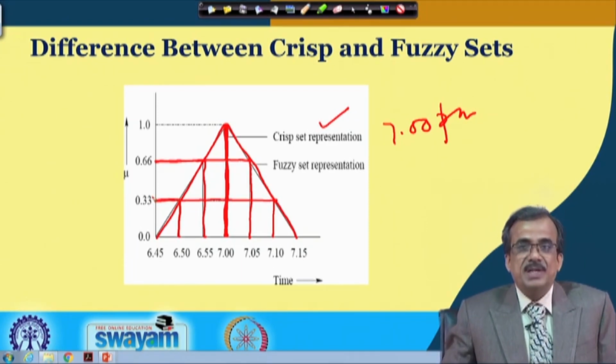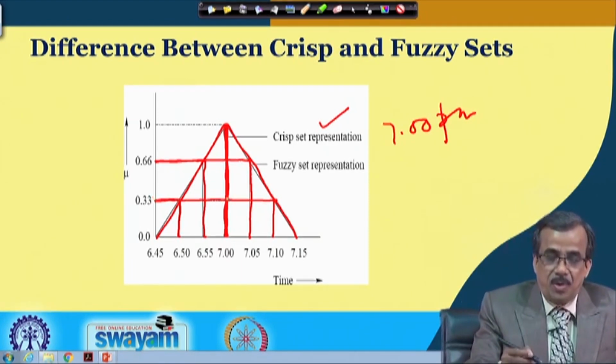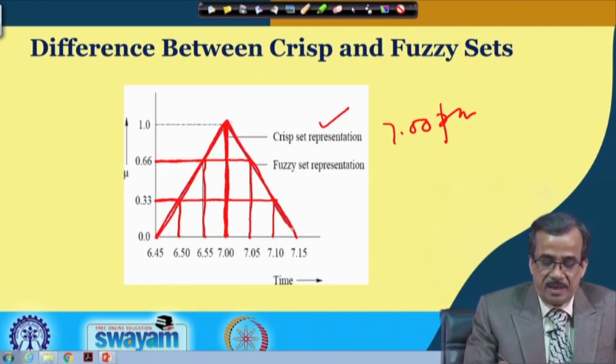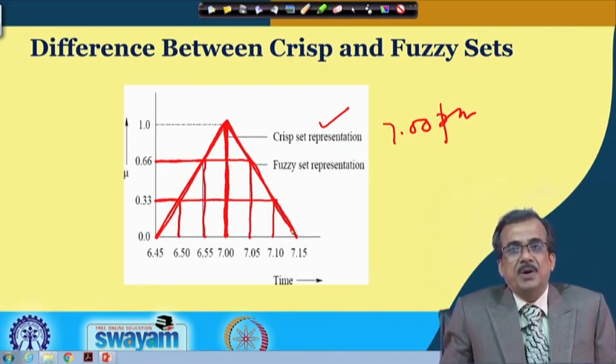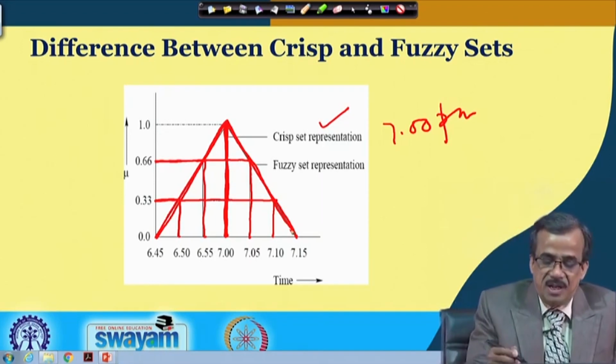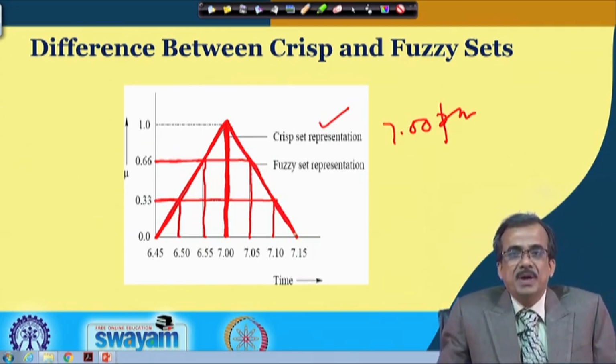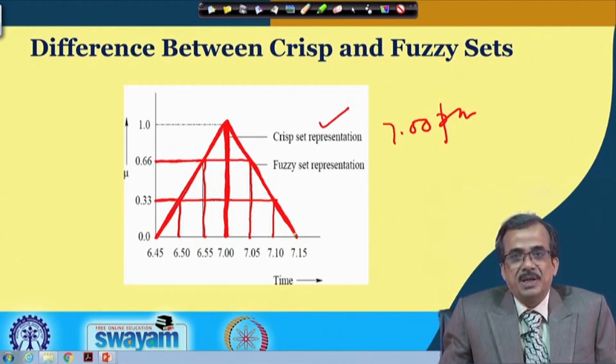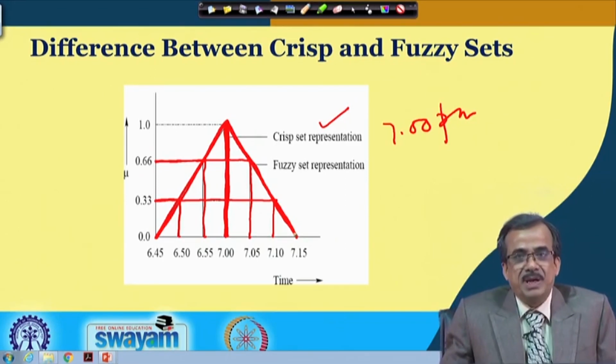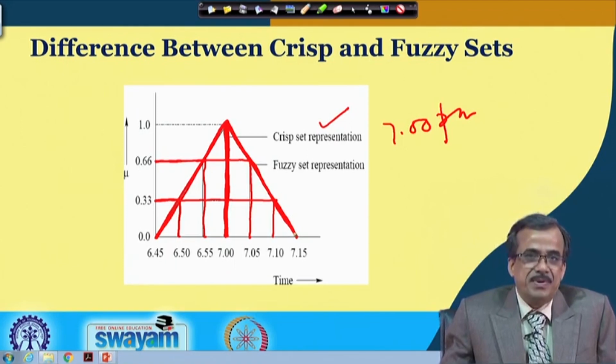Now, here let us try to understand. The 7 p.m., as I told, has been expressed in the crisp set like this. On the other hand, the 7 p.m. in the fuzzy set has been expressed by this particular triangle. Now, let me try to find out the difference between the classical set and the fuzzy set. This is the crisp set representation for 7 p.m. and this is the fuzzy set representation for 7 p.m. Now, my query is which one is more practical? We know it is a bit difficult to join the party exactly at 7 p.m.